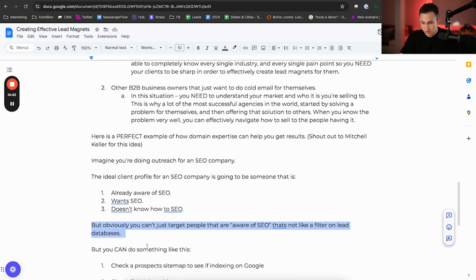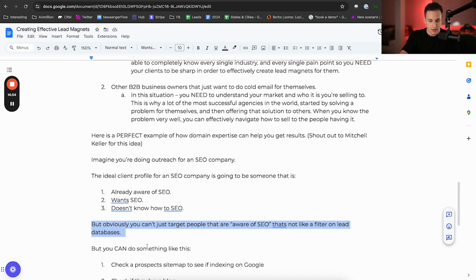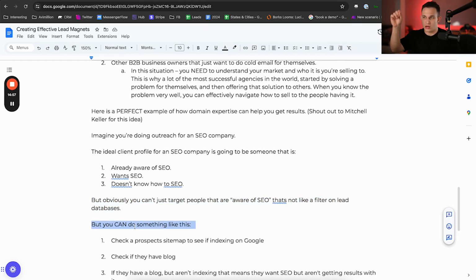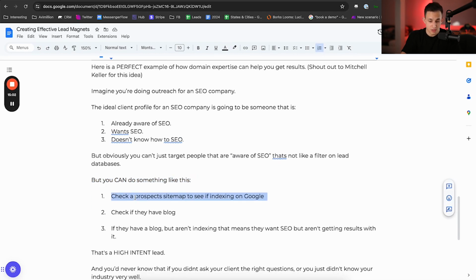Now, obviously, you can't just target people who are aware of SEO. That's not like a filter on a database where you can just check it off and that's it, right? You have to go by indirect measures in order to find these people. Even though you can't just check off "wants SEO," you can do something like this. You check if a prospect's website sitemap is being indexed by Google. Then you check whether that prospect has a blog. And then you check if they have a blog but aren't being indexed. That means that they want SEO but aren't getting results with it.